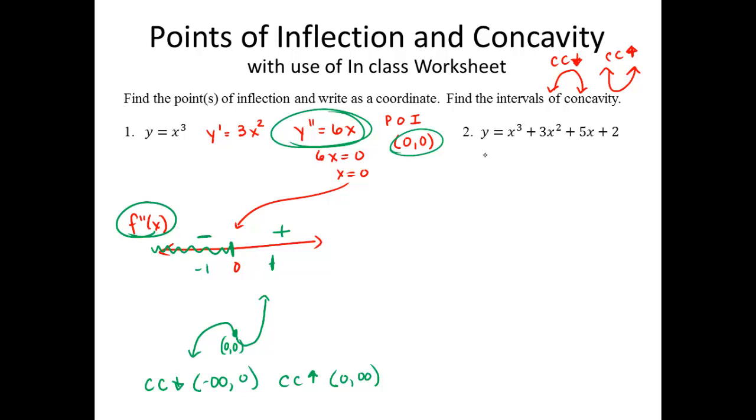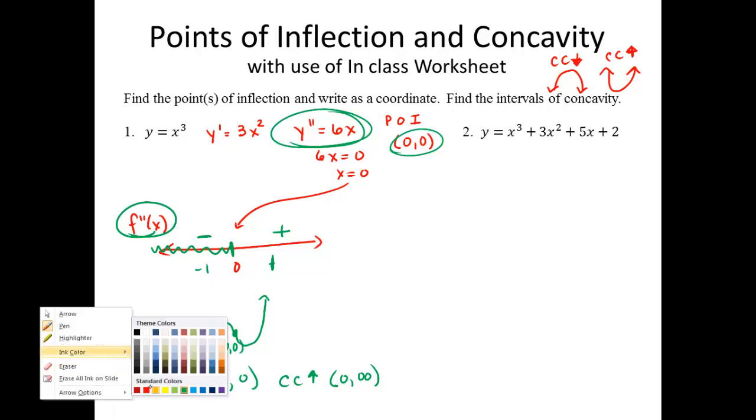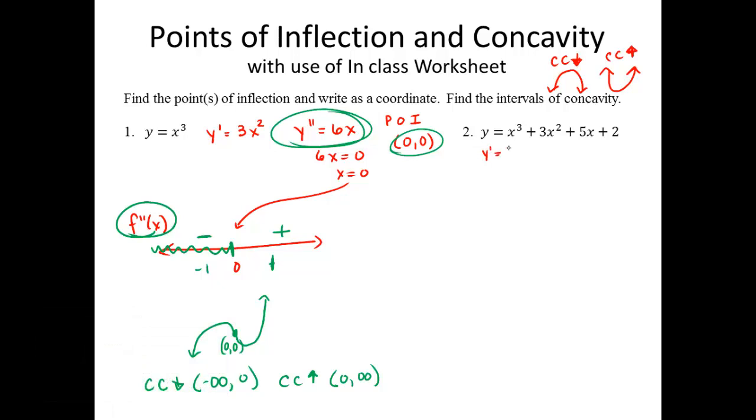Let's go ahead and try this one. So I'm going to start by finding my second derivative. My first derivative is 3x squared plus 6x plus 5. My second derivative is 6x plus 6. I'm going to set the second derivative equal to 0 so I can find the x value, and I come up with x equals -1. When I substitute the -1 back into the original equation, I actually get a -1 as a result as well. So putting the -1 back into the original gives me -1. That's the ordered pair where I have my point of inflection.